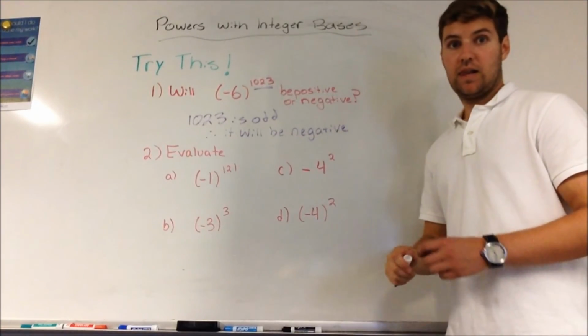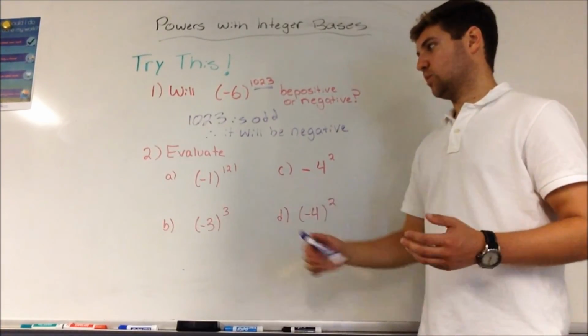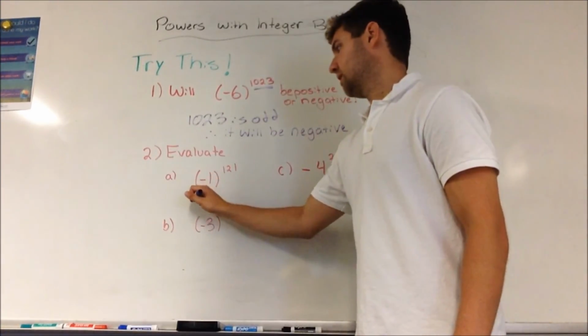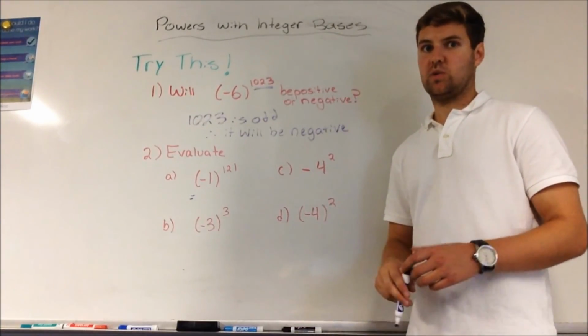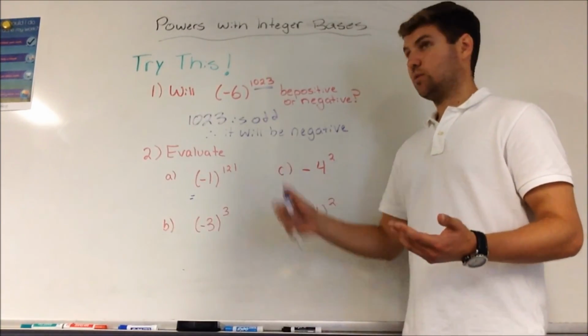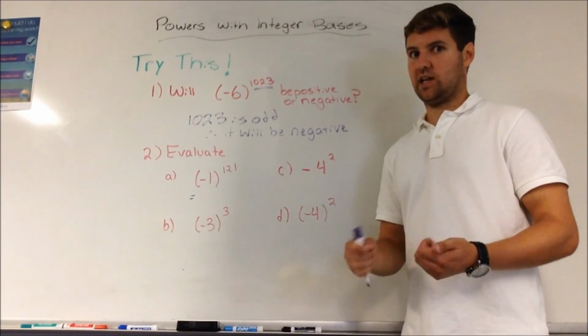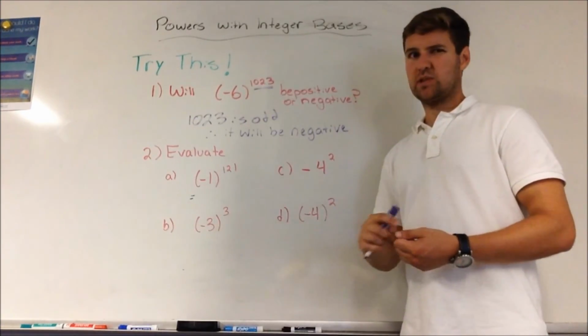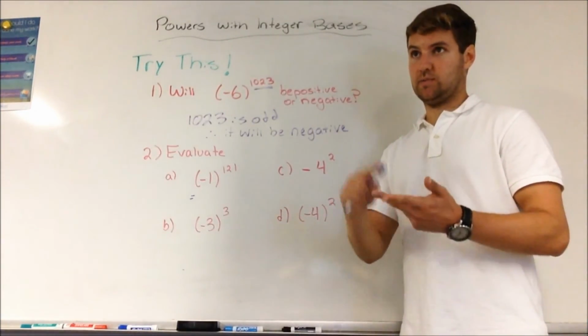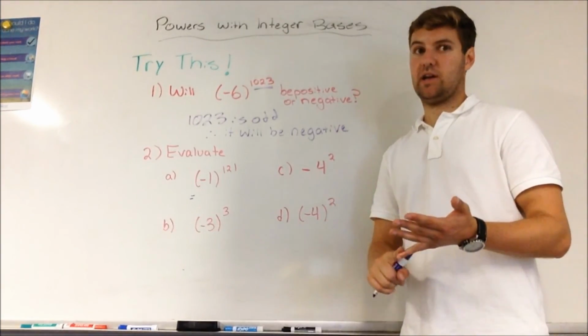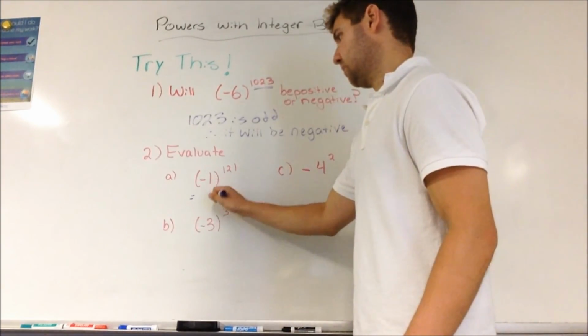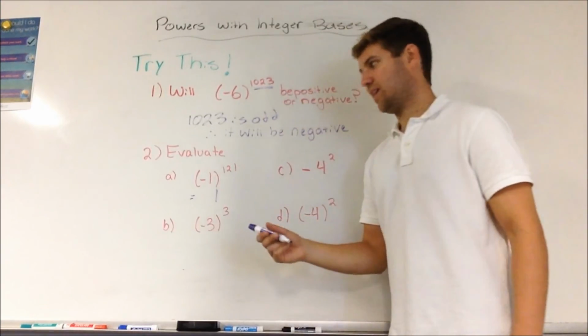Okay. Now let's look at these. We want to evaluate them. Now, negative 1 to the exponent 121. Okay, 121 is a big exponent, but let's think for a second. What number are we multiplying? We're multiplying 1. So 1 times 1 is 1, times 1 is 1, times 1 is 1, times 1. Okay. So the answer is going to be 1. Because 1 to the exponent anything will be 1.